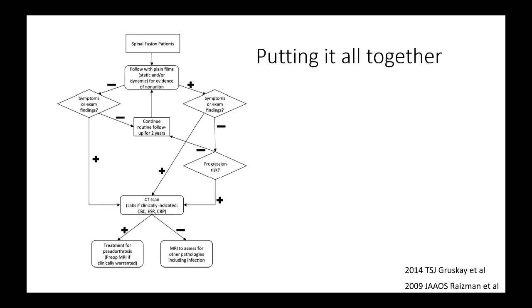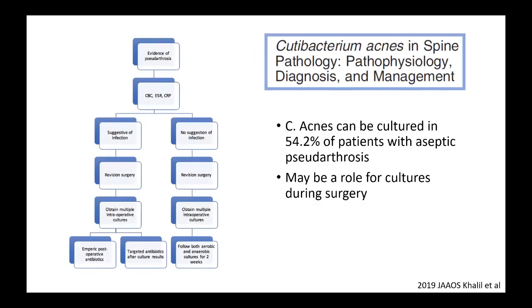Additionally, other things to think about in this patient population are infection, implant failure, and adjacent segment pathology. So if all of this points to pseudarthrosis, you want to talk to the patient about treating their pseudarthrosis. However, if you think it's not pseudarthrosis, you may consider getting an MRI to look for other pathologies. And then this is another algorithm.